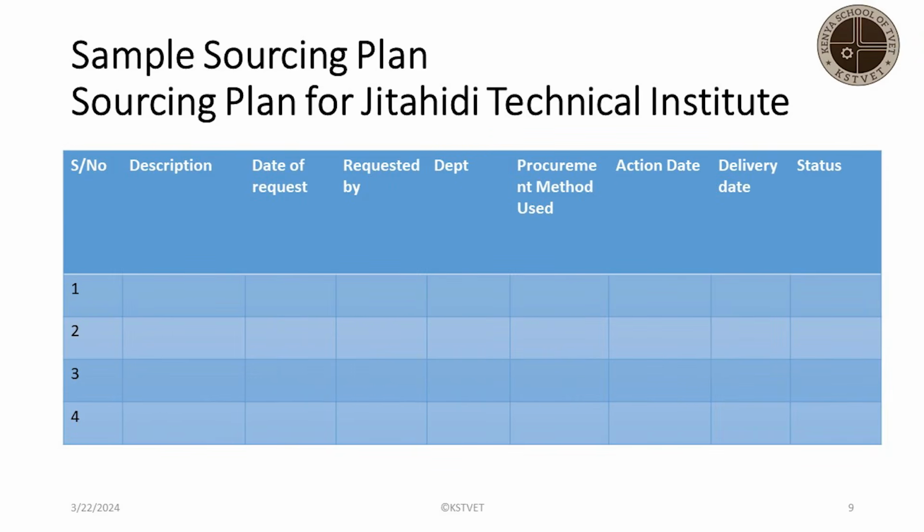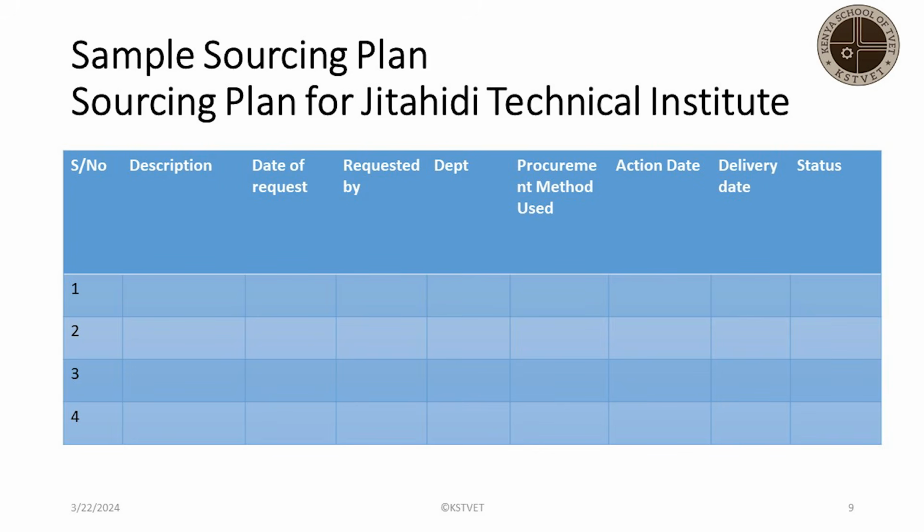Let us now look at a sample sourcing plan. So a sourcing plan will include the following. It will have a column for the serial number. We'll have description of the item to be bought, where you give a description of what you are going to buy, like a computer.